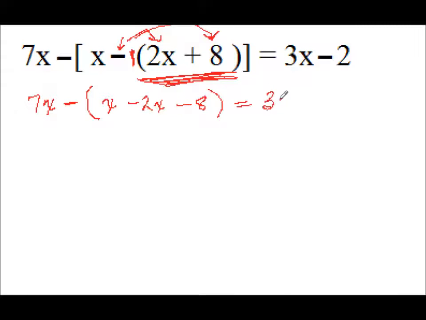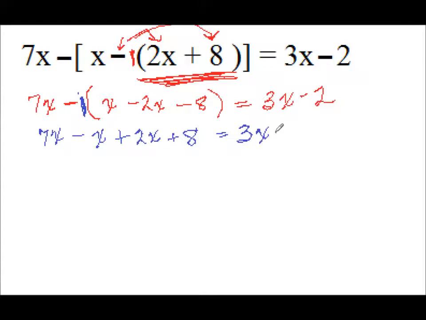When you multiply by a negative, every sign in the parentheses changes. So now we have 3x minus 2. Now we have another parentheses to deal with, and of course I made it have a negative here as well, so we'll have to put a -1 here. So this would be 7x. Negative times positive is -1x. You don't have to put down the 1. A negative times a negative is a positive 2x. Negative times negative is a positive 8 equals 3x minus 2.